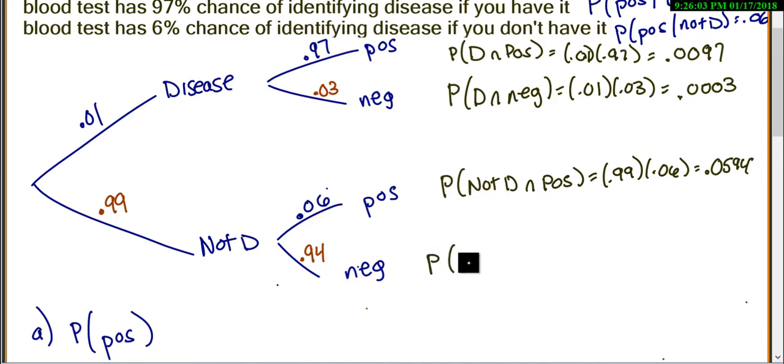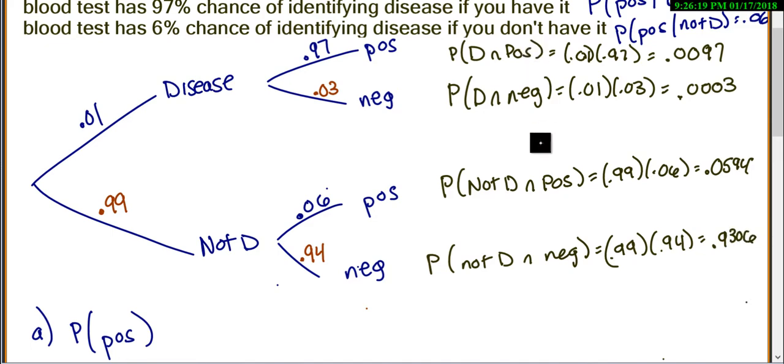And finally, probability of not diseased and negative equals 0.99 times 0.94, or 0.9306. Now you might not need all of these probabilities, but it's just easier to go ahead and do them all now.